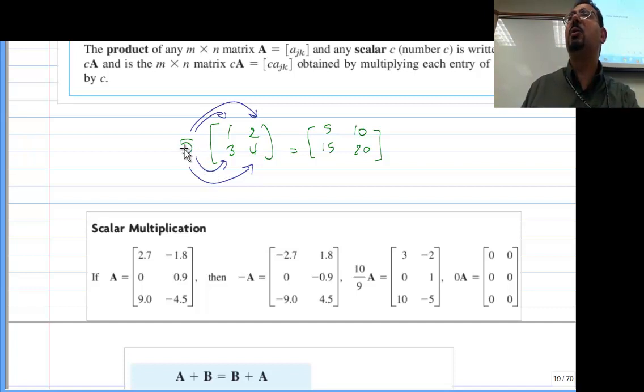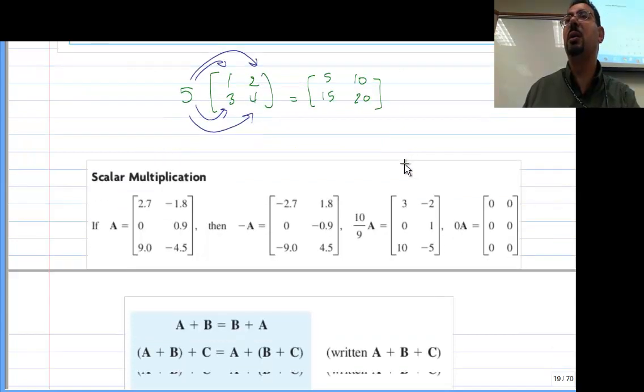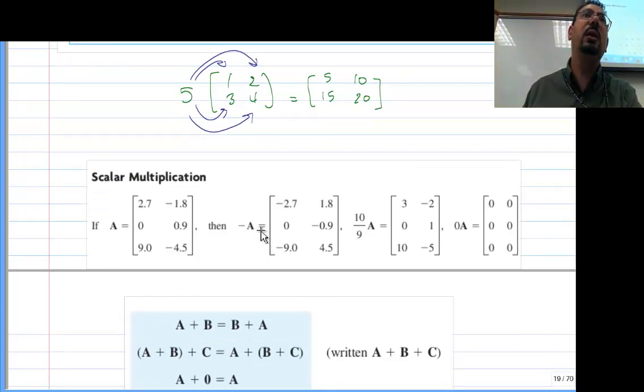Obviously it doesn't matter whether we multiply the 5 from the right or from the left. The matrix times the 5 or the 5 times the matrix will produce exactly the same result. And here, minus A is as if you're multiplying minus 1 times A. A fraction is still a number. If you multiply 0 times A, that means you multiply that scalar 0 times every element, so it makes the whole thing 0. Okay?